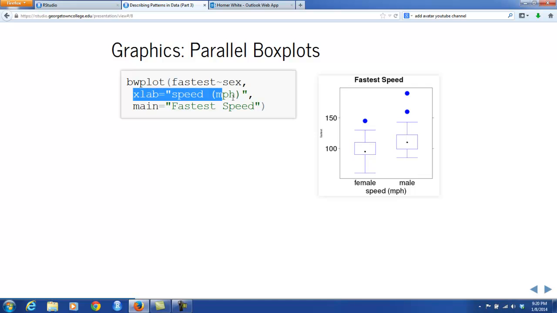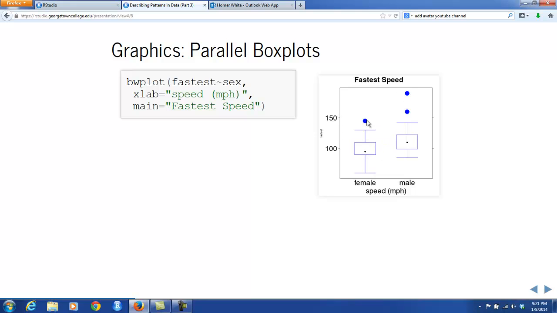We also want to give good names for the variable along the x-axis. We'd like to give a title, and I personally think that someone should have played with the y label and maybe given some units for the fastest variable. But again, we see the basic idea that the box for the guys, which represents the middle 50% of the guys, is higher than the box for the gals. So the guys are driving faster on average. The median for the guys, the dot here, is higher than the median for the gals. Again, that indicates that on average, guys are driving faster.